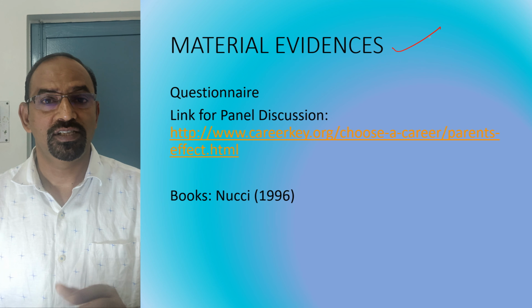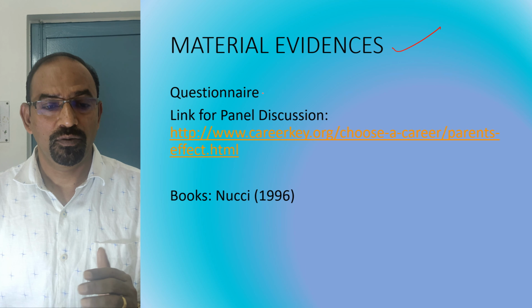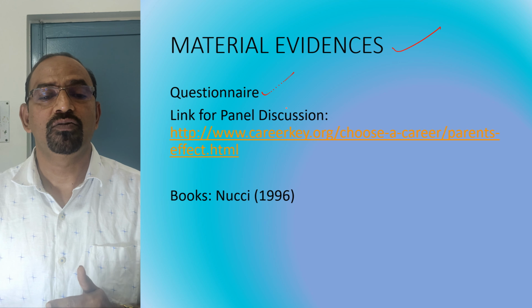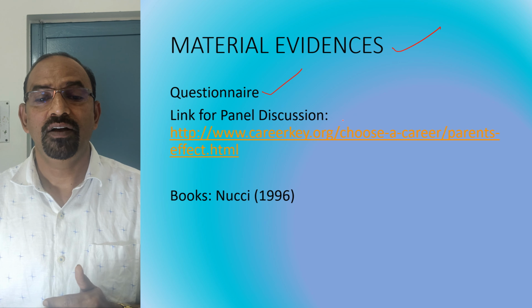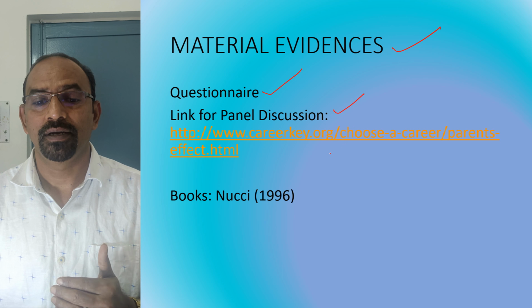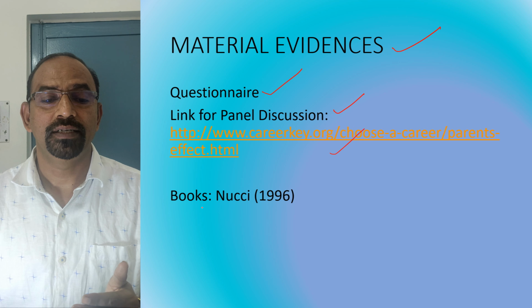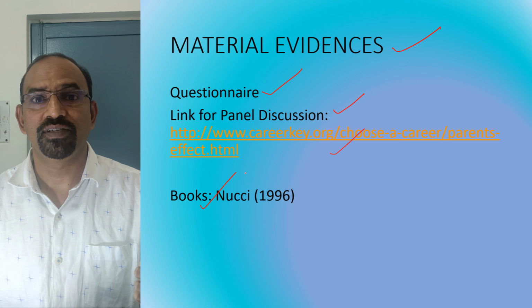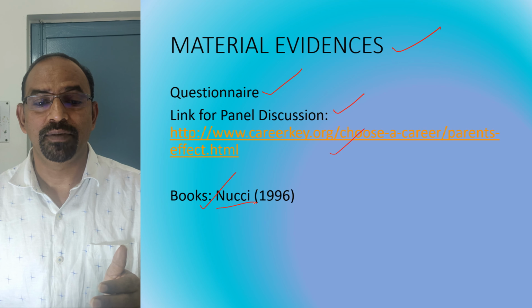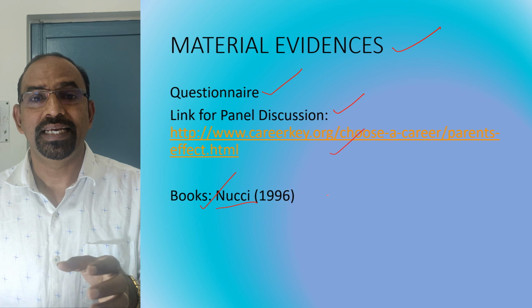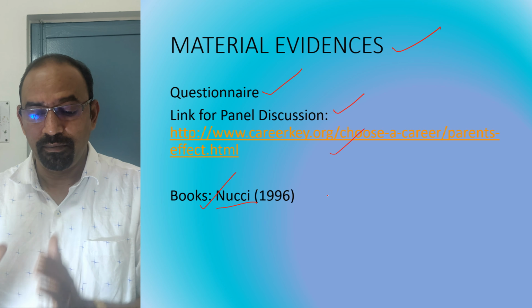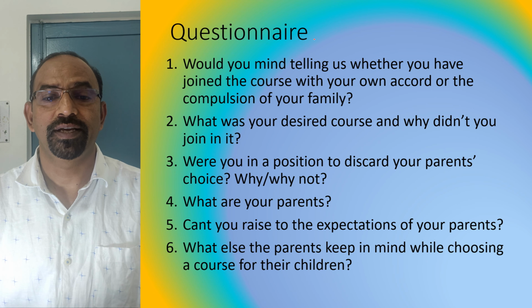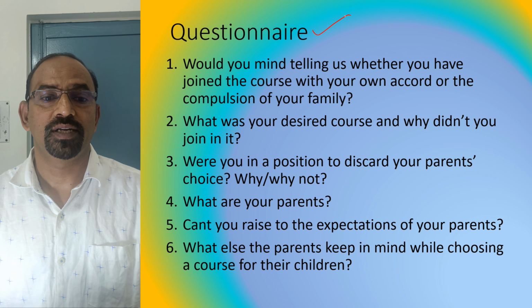Material evidence. This is the fifth page. For material evidence, you can give the questionnaire as it is an interview based project. A questionnaire is there. Link of panel discussion: the link you have to give here, and any book that you have referred for the completion of this project, you can give the book's name. Here, Nuxie's 1996 study on parent-children relationship. Now come to the next, the questionnaire, the evidence for questionnaire.